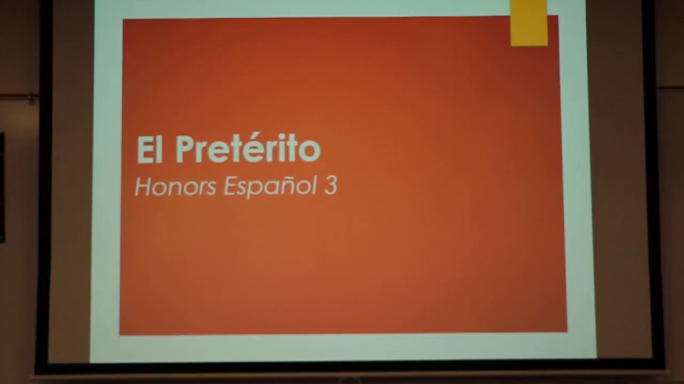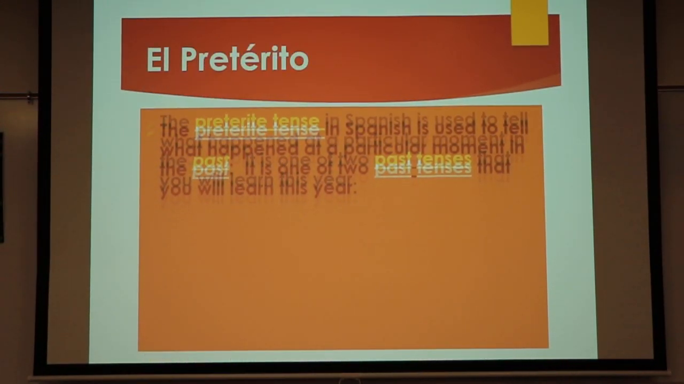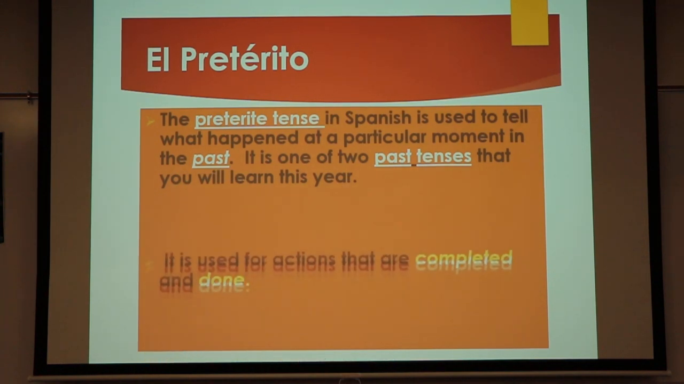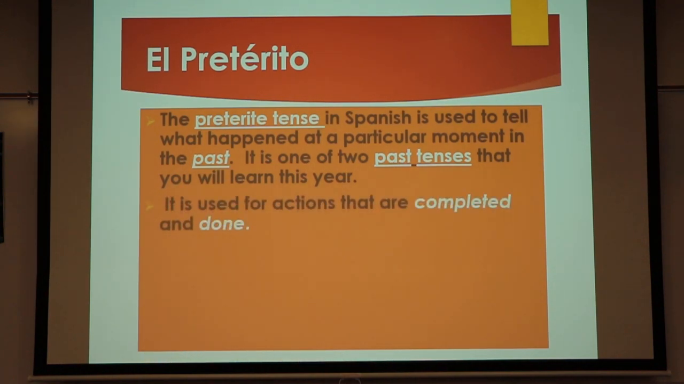Alrighty, chicos. Today we are going to go over the preterite, el pretérito. To start, we need to know that the preterite tense in Spanish is used to tell what happened at a particular moment in the past. It is one of two past tenses that you will learn this year. It is used for actions that are completed and done.